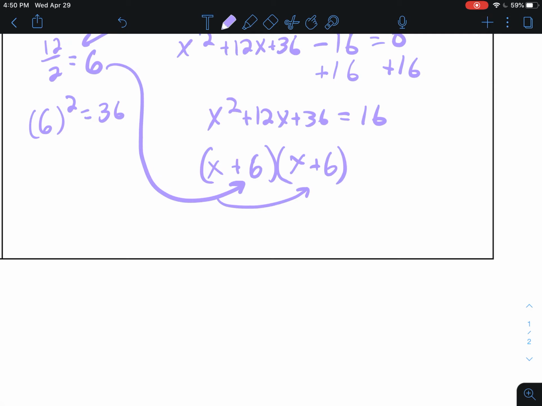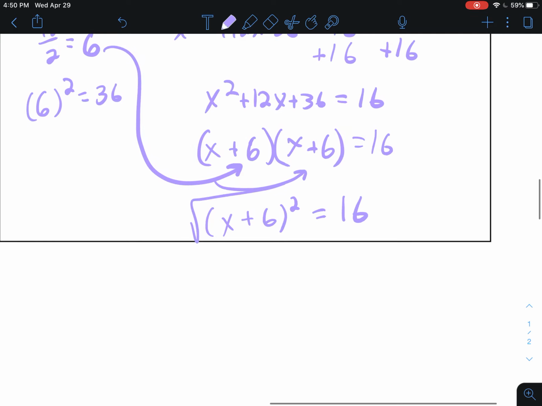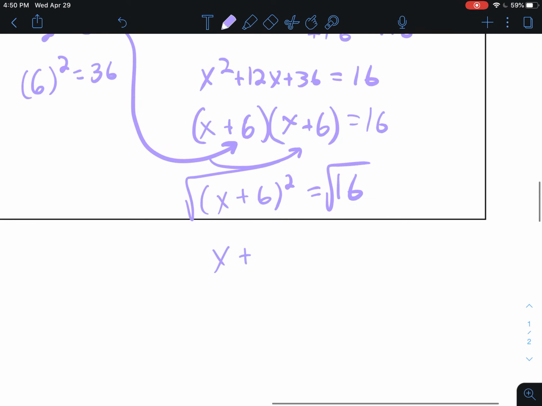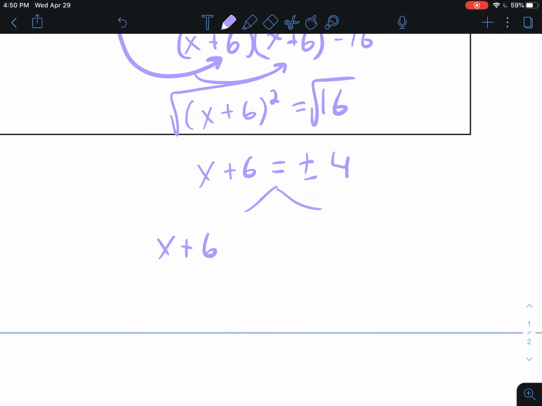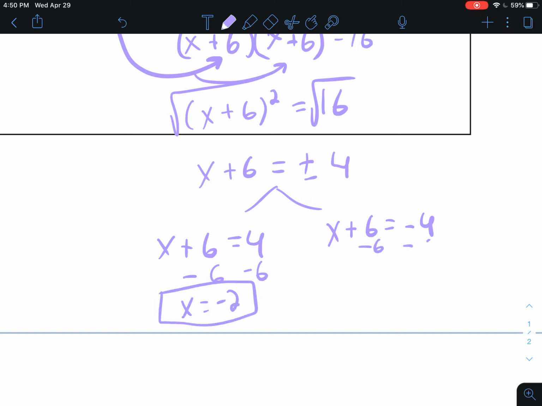And then to finish this question, we simplify. So x plus 6 squared is equal to 16. Square root both sides. x plus 6 is equal to plus or minus 4. And then we break it up into its two parts like always. So x plus 6 is equal to positive 4. x plus 6 is equal to negative 4. Subtract 6 from both sides, we get x is negative 2. Subtract 6 from both sides, and we get x is equal to negative 10.